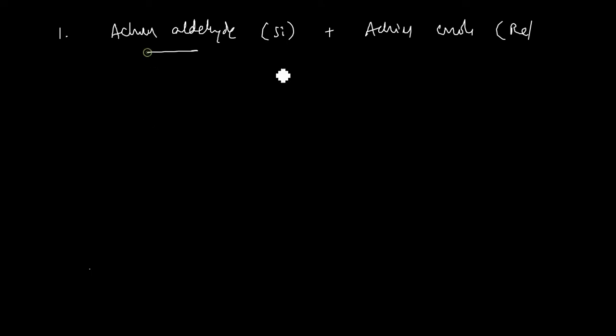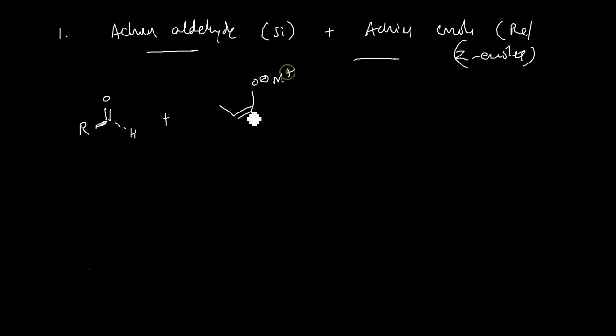A simple thing. You have the aldehyde and you are treating it with the Z enolate. This is the Z enolate. We are discussing the Z enolate. Now we have to discuss the mechanism involved in this reaction.